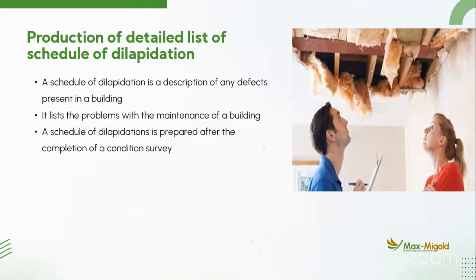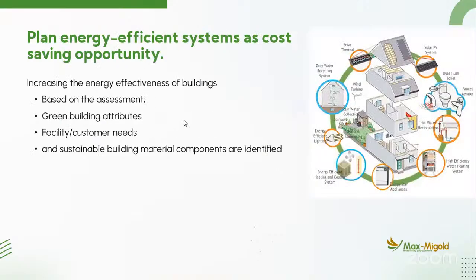A schedule of dilapidation is a description of any defect present in the building. It lists the problem and the maintenance of the building. A schedule of dilapidation is prepared after the completion of a condition survey.